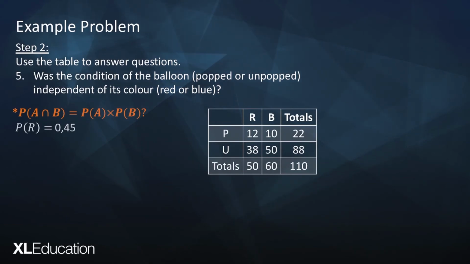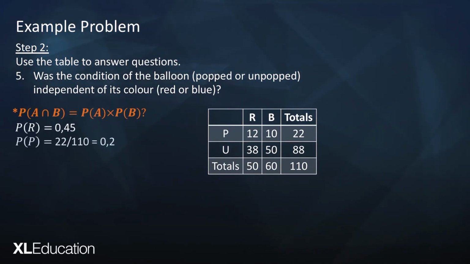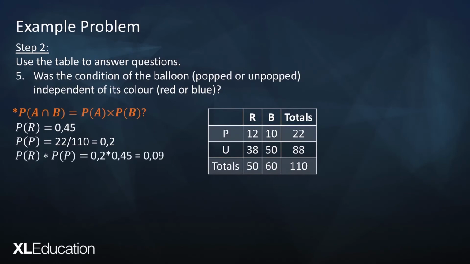The probability of obtaining a red balloon is 0.45, as we've discussed before, whilst the probability of obtaining a popped balloon would be our total number of popped balloons, 22, over our sample space of 110 balloons. This gives us a probability of 0.2. Thus, if we multiply our probability of a red balloon by our probability of a popped balloon, we get 0.2 times 0.45 for a total of 0.09.